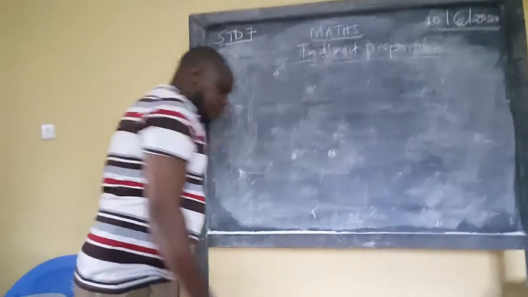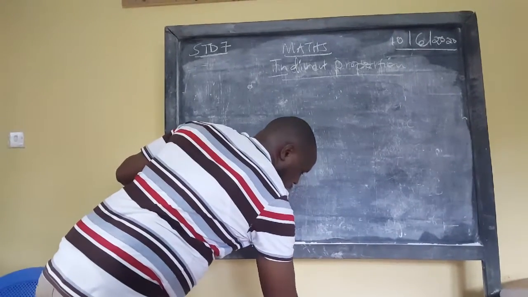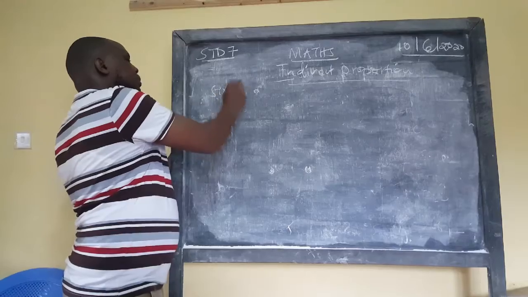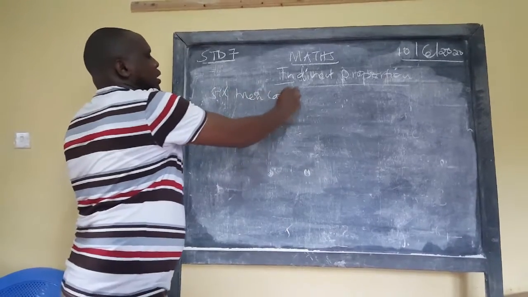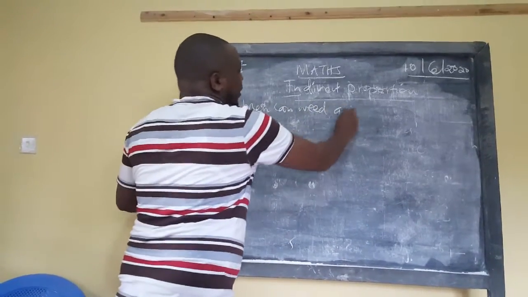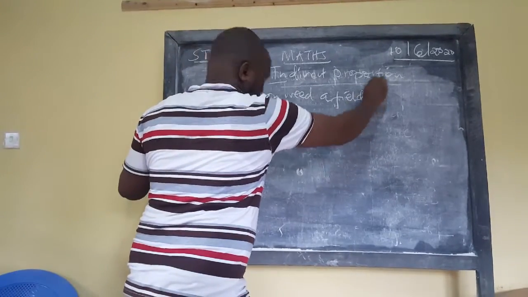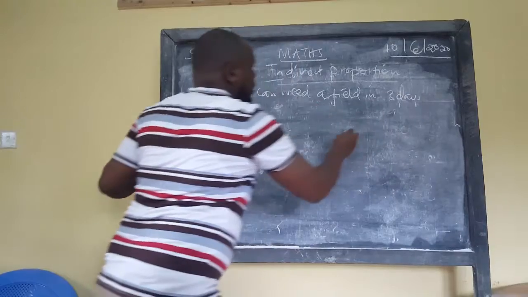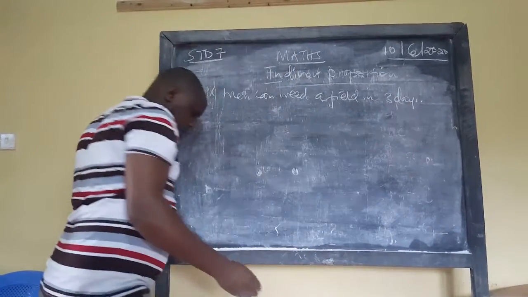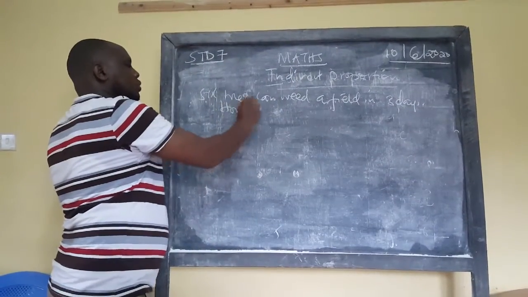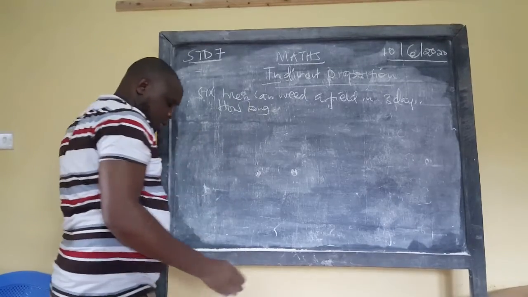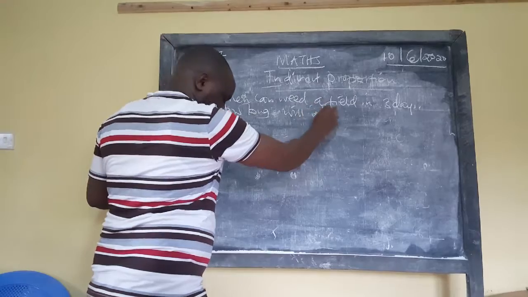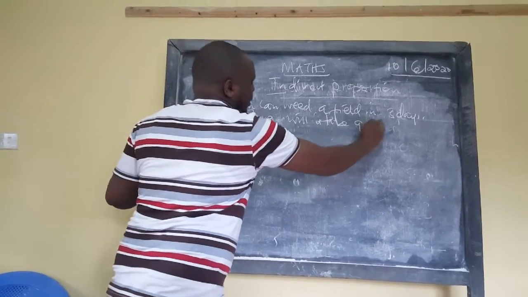Like for example, I want to give you one example that 6 men can weed a field in 3 days. 6 men can weed a field in 3 days. How long will it take 9 men?